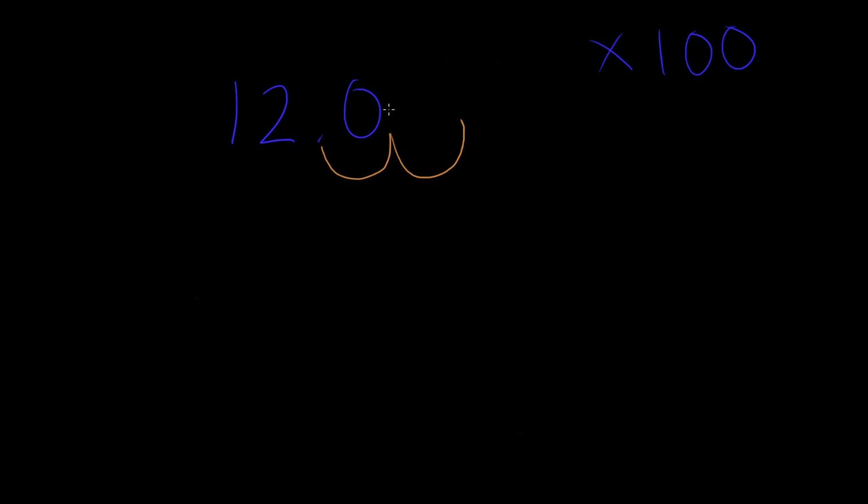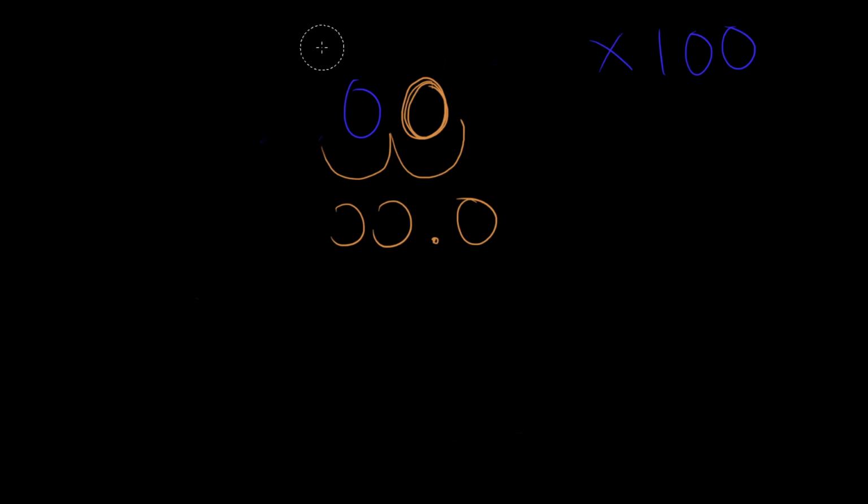If we had a number such as 12 again, so 12.0, and let's say we want to multiply it by 100. What is 12 times 100? You would do the same thing, except now we're multiplying by 100, so 100 means 2 place values. So we'd go 1, and we'd go 2. And we have to add a 0 to that place value. So now our new number is 1,200.